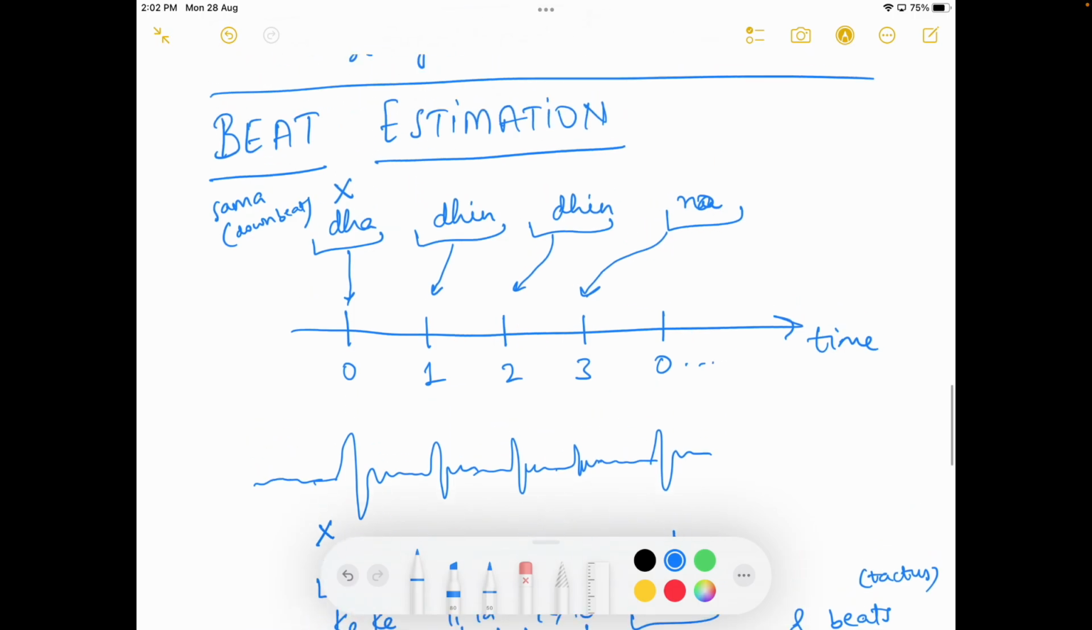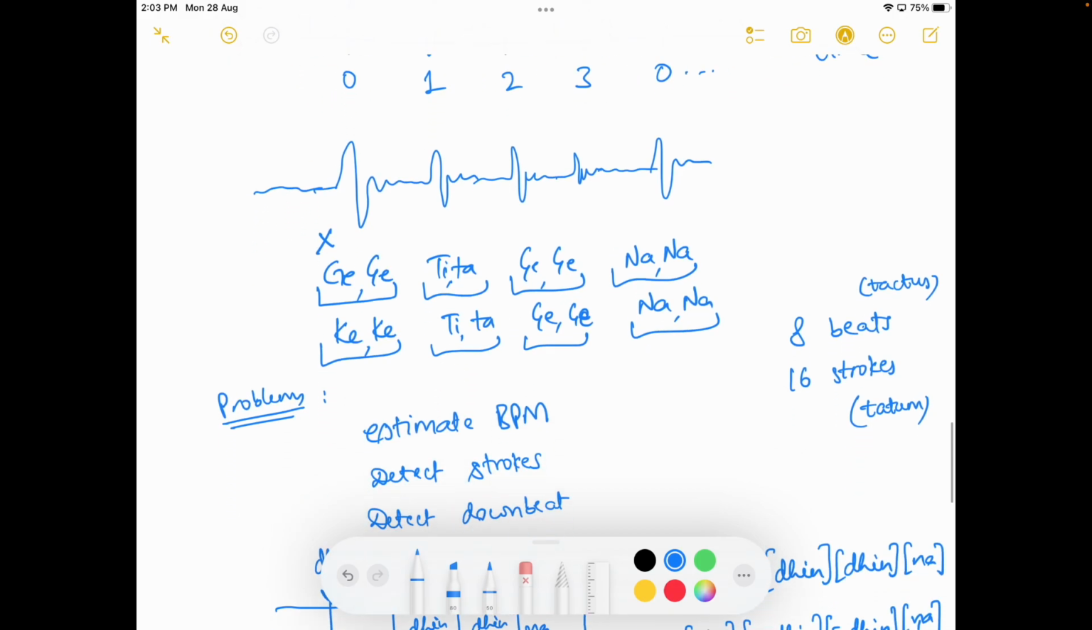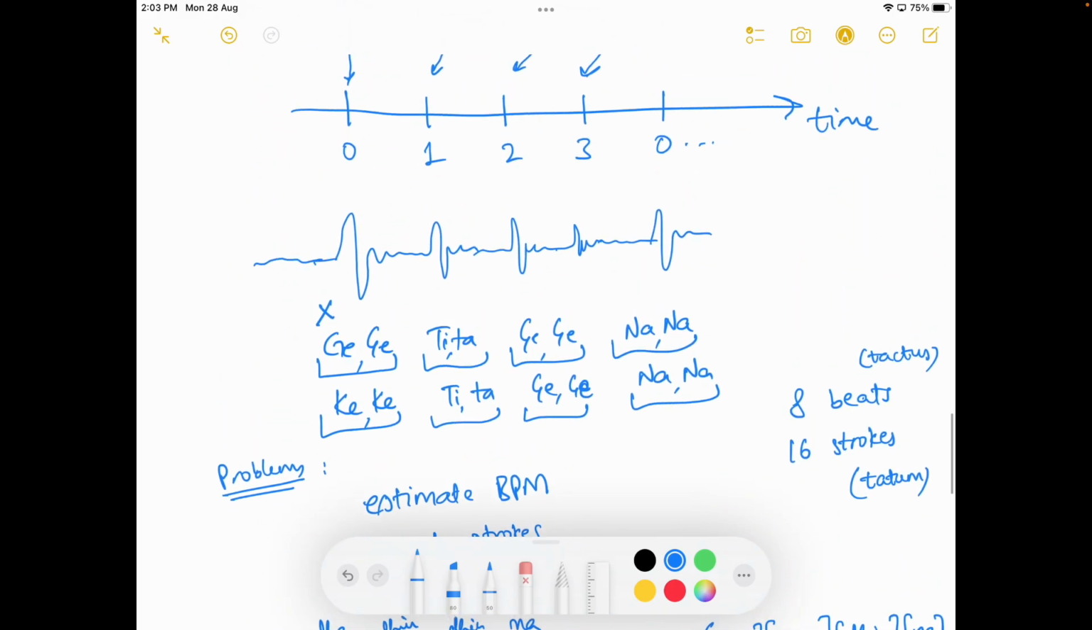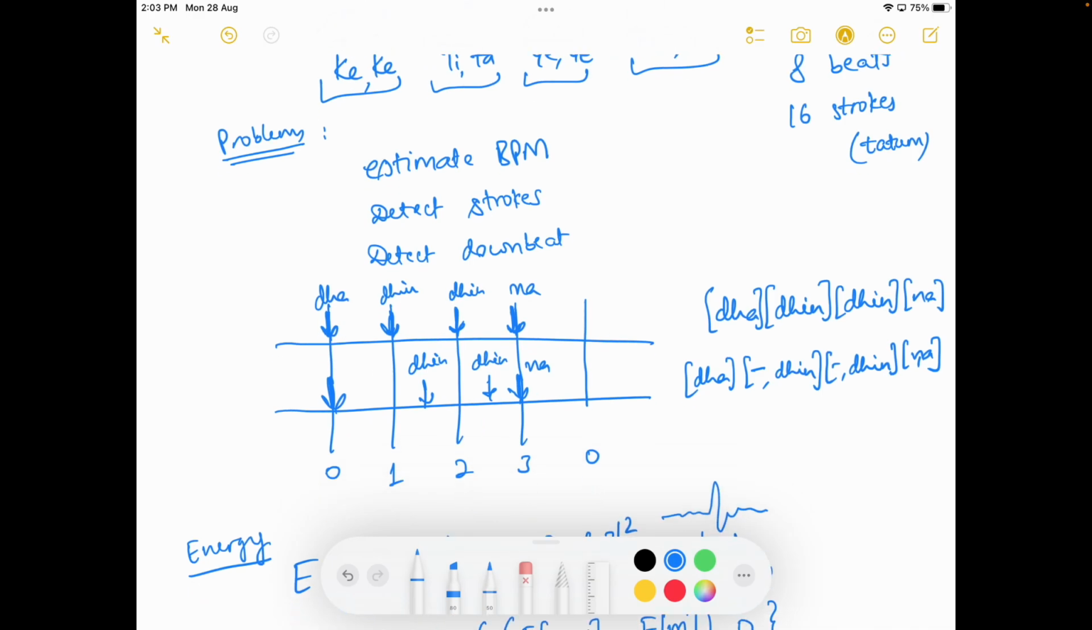Yeah, in the previous class, we discussed beat estimation, how when we have beats, they are arranged in a particular structure so that it's musical. And then we also discussed the notation or the representation, the musical notation that we use to represent beats, like dha, dhin, dhin, na, so like that.